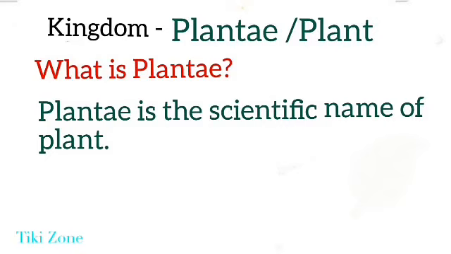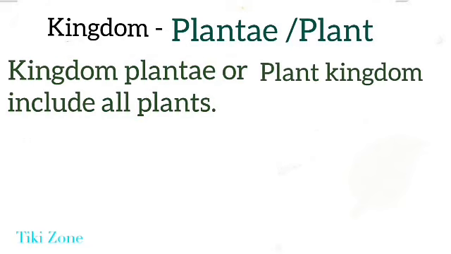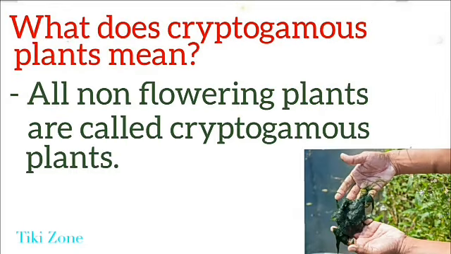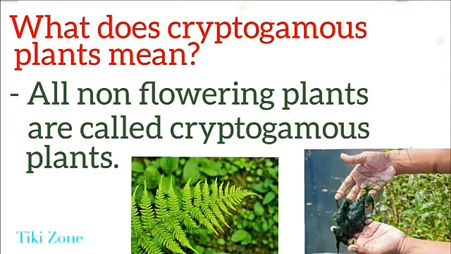Next we discuss what is plant kingdom. What does this Plantae mean? Plantae is nothing but the scientific name of plant. Kingdom Plantae or plant kingdom includes all plants. Next subdivision, Cryptogame. Cryptogame includes all cryptogamous plants. Next, what does cryptogamous plants mean? All non-flowering plants are called cryptogamous plants.